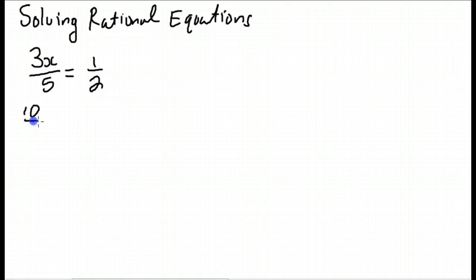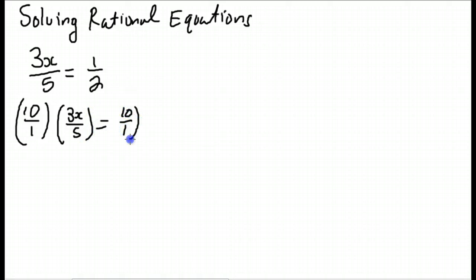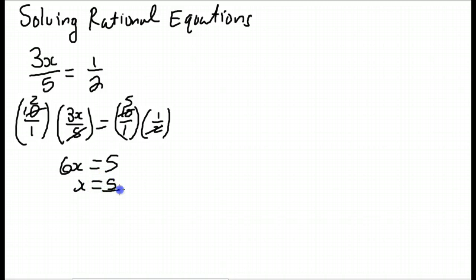So this is how that would look. 10 over 1 times 3x over 5 is equal to 10 over 1 times 1 over 2. Okay, 5 goes into 10 twice, 2 goes into 10 5 times, 6x is equal to 5, and x will be 5/6. No non-permissible values, because there are no variables in the denominator here.